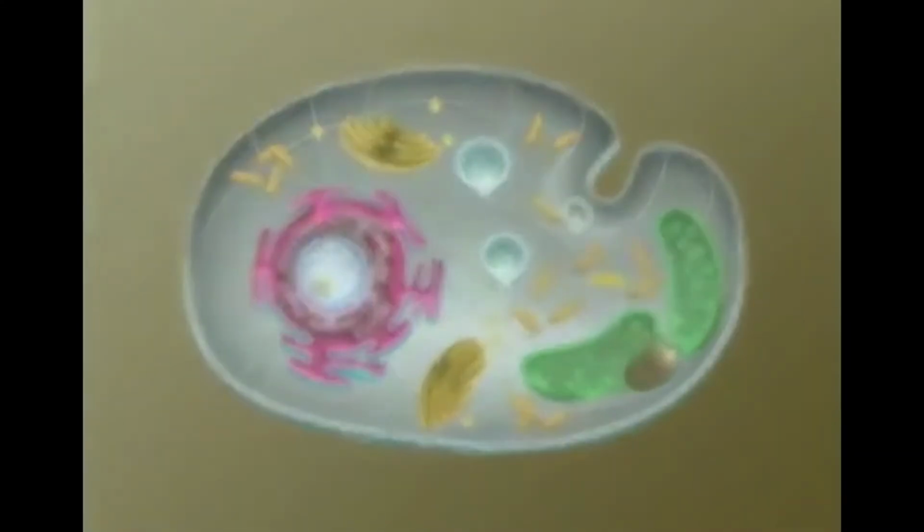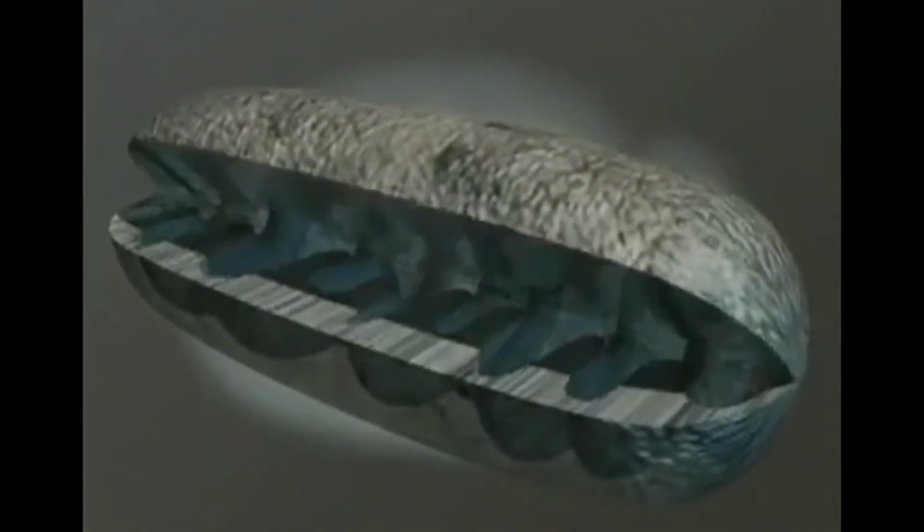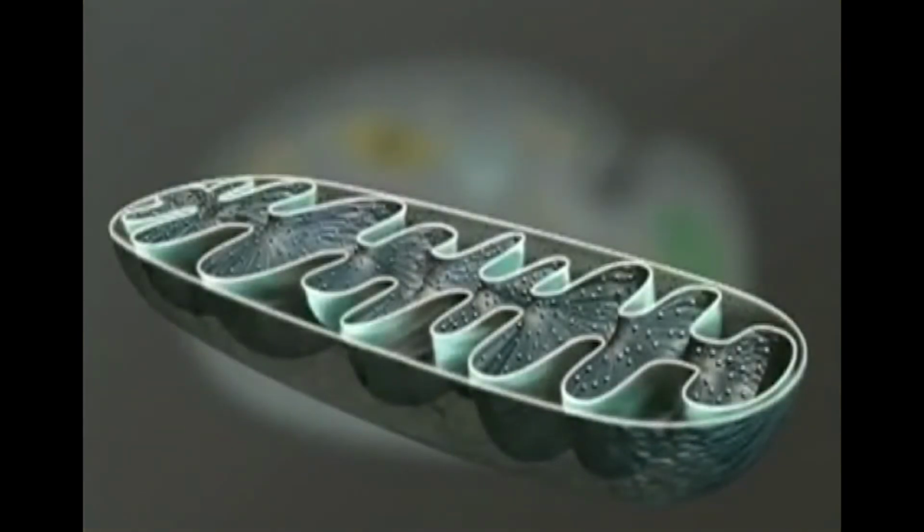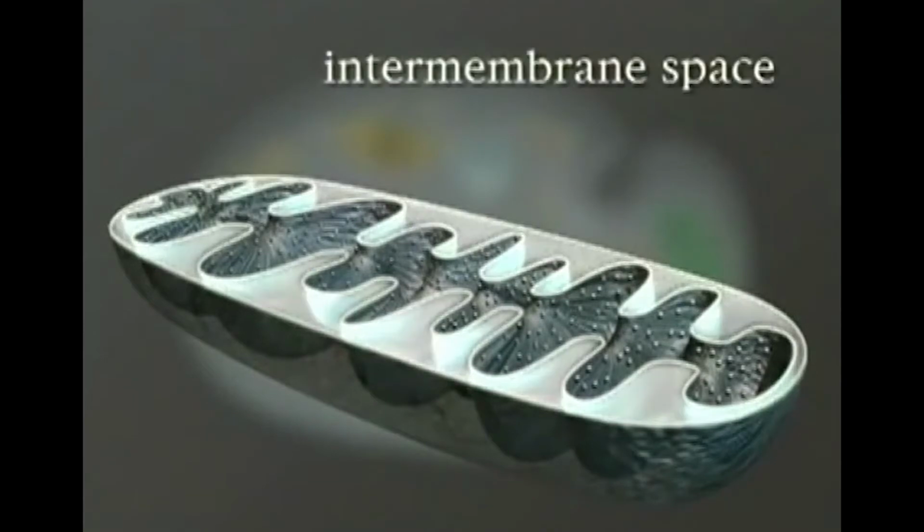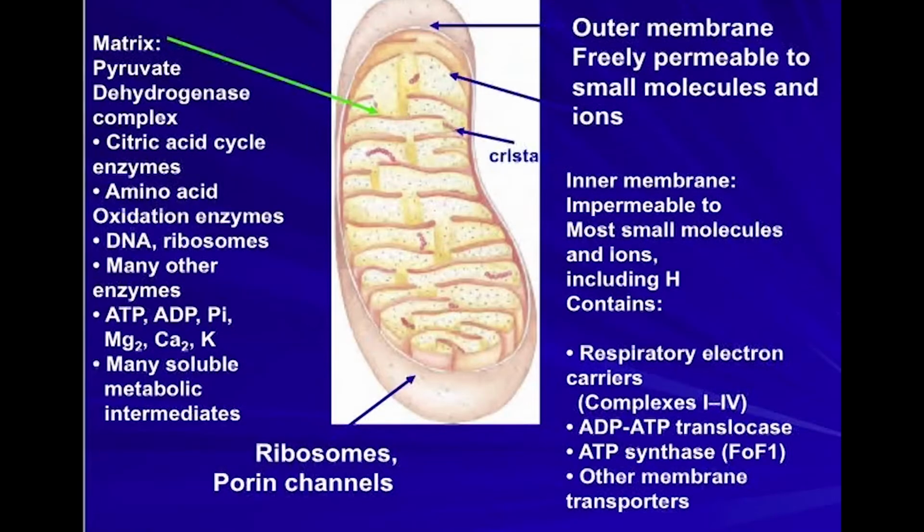Let us look at each complex and the detailed manner in which the electrons are transported. This is a picture of the mitochondrion with the outer membrane which is freely permeable to small molecules and ions, and then you have an inner membrane which is impermeable to most small molecules and ions, including hydrogen, and which contains the respiratory electron carriers complexes 1 to 4, ADP-ATP translocase, which is another protein which is attached to the final ATP synthase, F0F1 ATP synthase as it is called, and other membrane transporters.